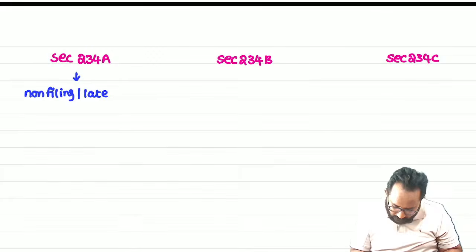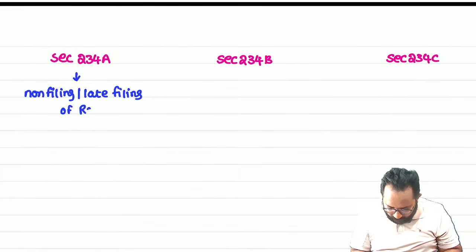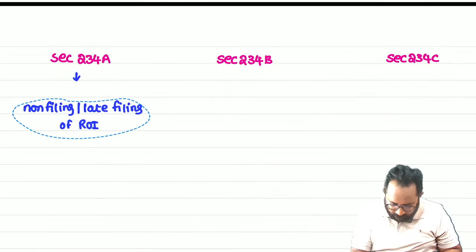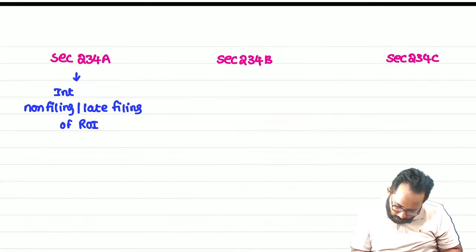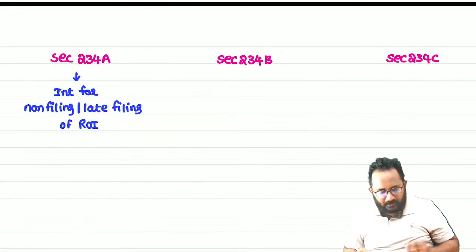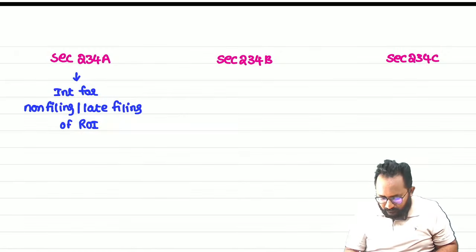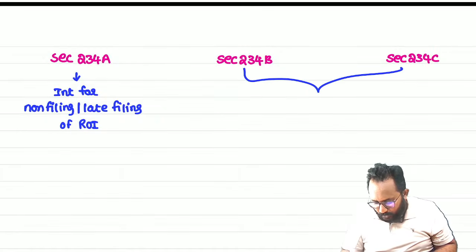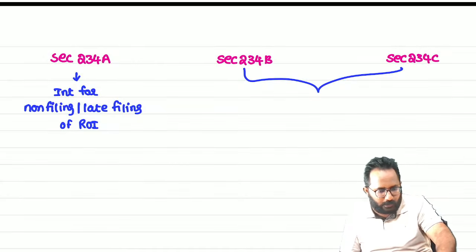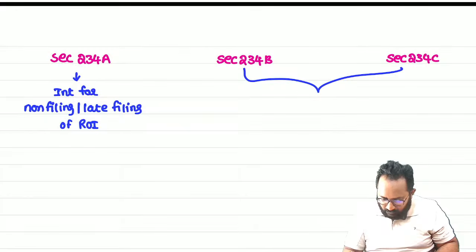234A, 234B, 234C. 234A is for non-filing or late filing of return of income. If anything is done like that, what do we have to calculate? Interest. Interest we have to compute for non-filing or late filing of return of income. These two provisions, if you have not paid advance tax properly, you have to calculate the interest. I will tell you in a detailed way also.